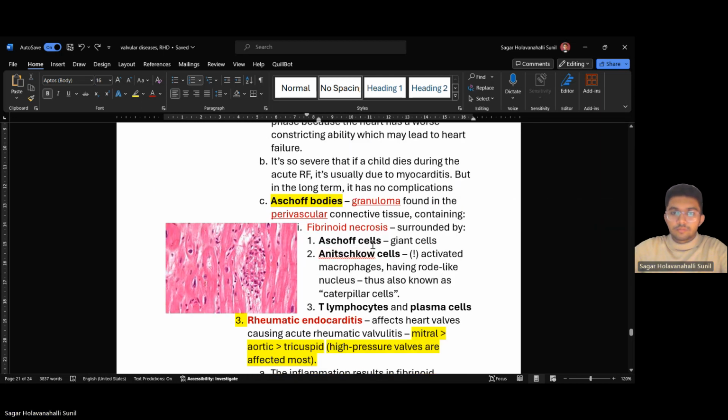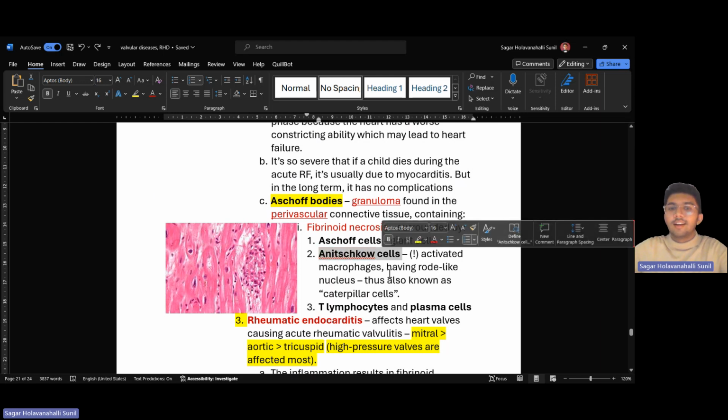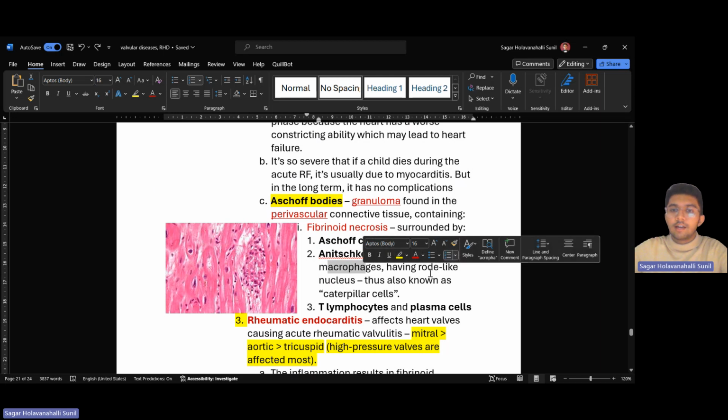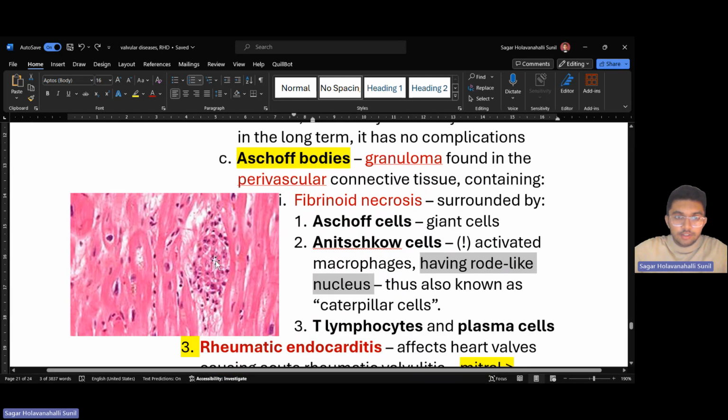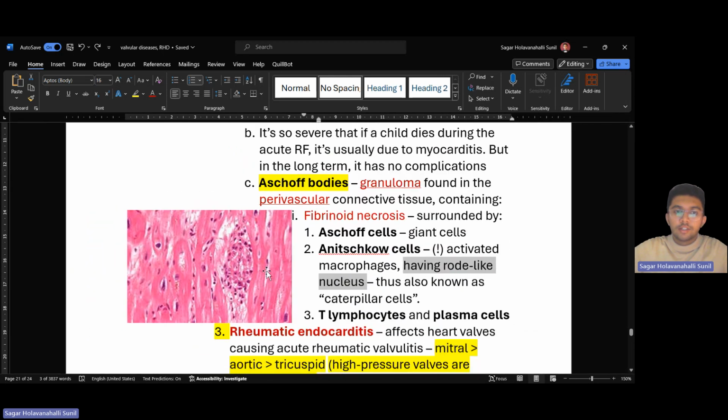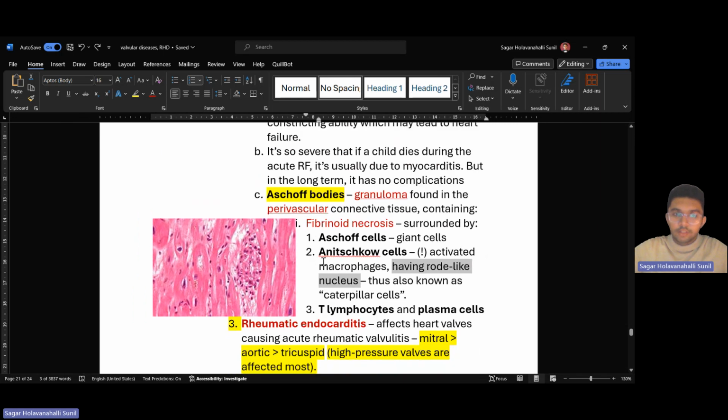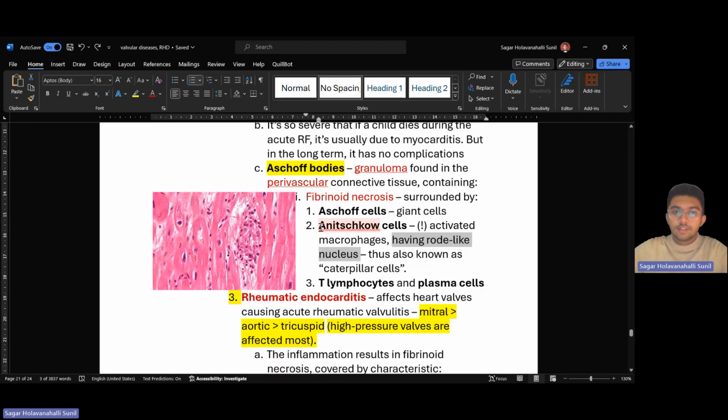Now, we also have some fibrinoid necrosis around, because you're talking about the vessels, and necrosis of the vessels is typically fibrinoid necrosis. You can also have, and I don't know how to pronounce this, Anitschkow cells. And again, these are macrophages, and they have a rod-like nucleus. I'm not sure if you can see it clearly over here, but some of these can have rod-like nuclei. It's actually the chromatin that is arranged in a rod-like format, whereas most of the other cells have a more rounded nucleus. So those are Aschoff bodies.